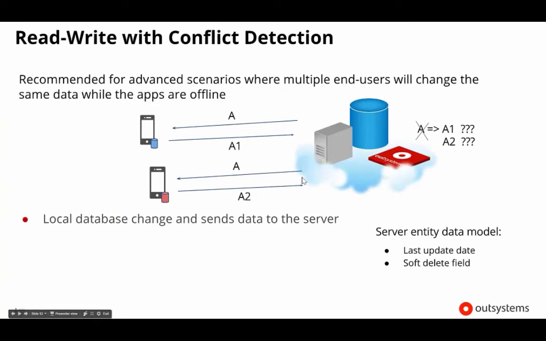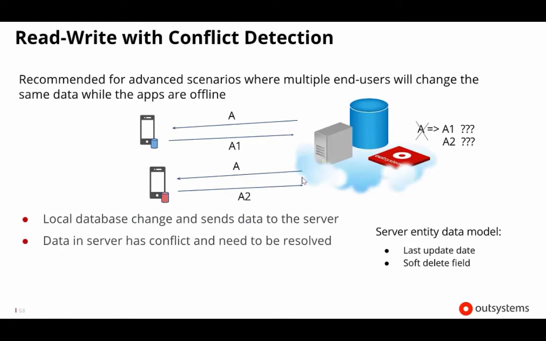The local database changes and sends the data to the server. So the data in the server has a conflict and needs to be resolved. An example for these applications is field services apps where we have collaboration. This is very important because we need to make sure that the information being written on the application is the correct one, the most recent one, or the right one. This depends a lot on the business logic.